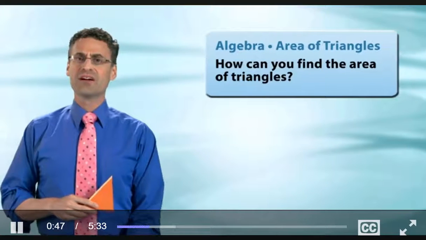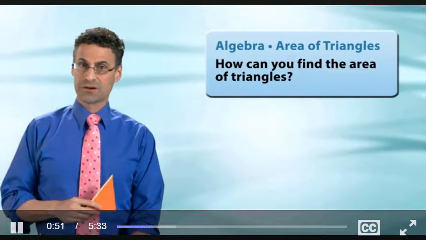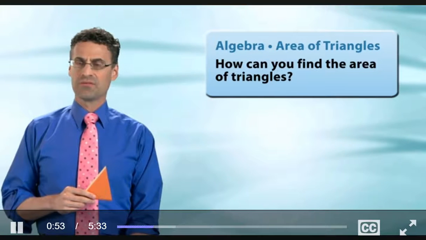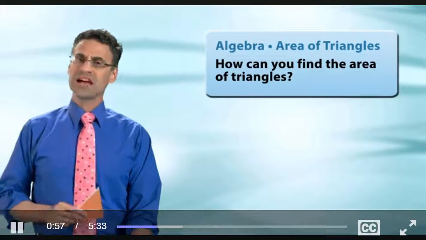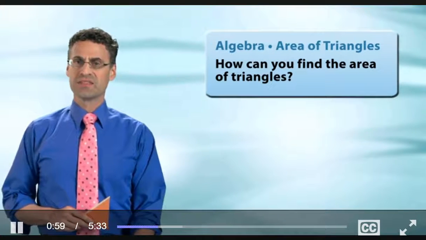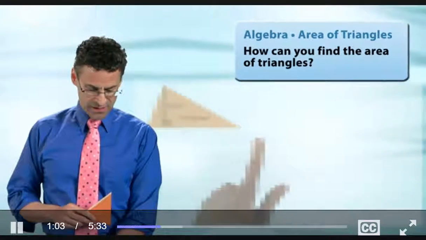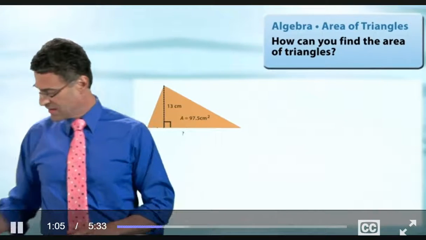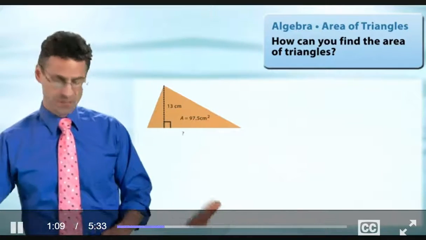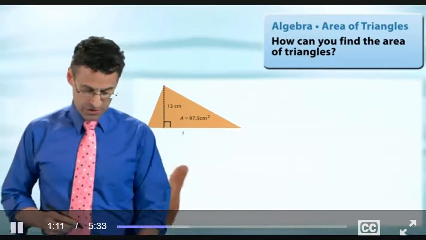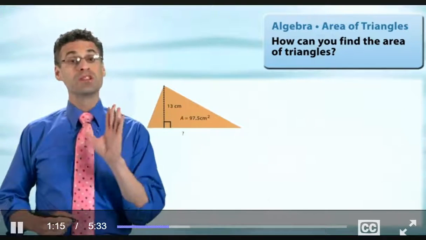Okay, so the area of this triangle is 97.5 centimeters squared. Now, the height of the triangle is 13 centimeters. Our challenge is to see if we could find the length of the base of the triangle. So how long is it? It's interesting. See, just knowing the area and just knowing the height, that's enough to actually find out how long the base is. And this seems kind of surprising. It's like we don't have enough information, but we do.